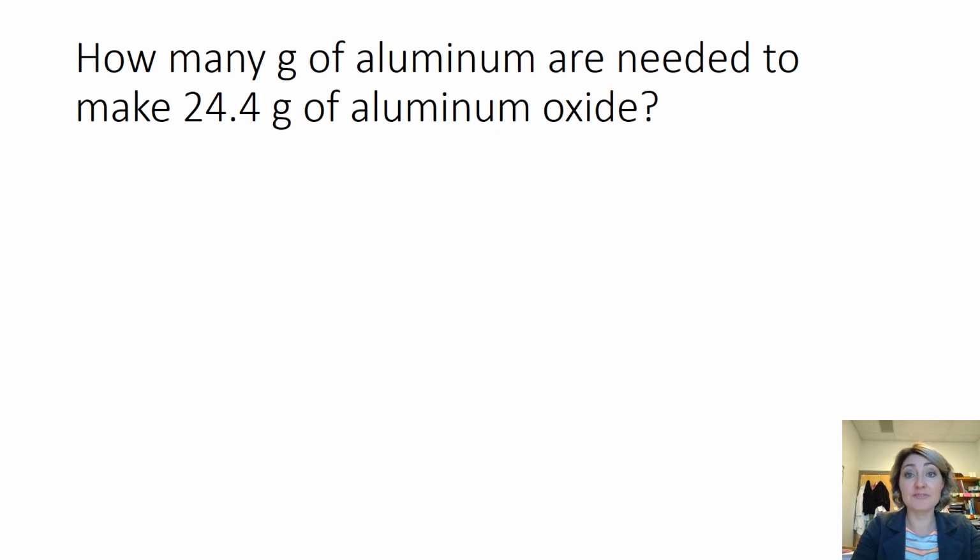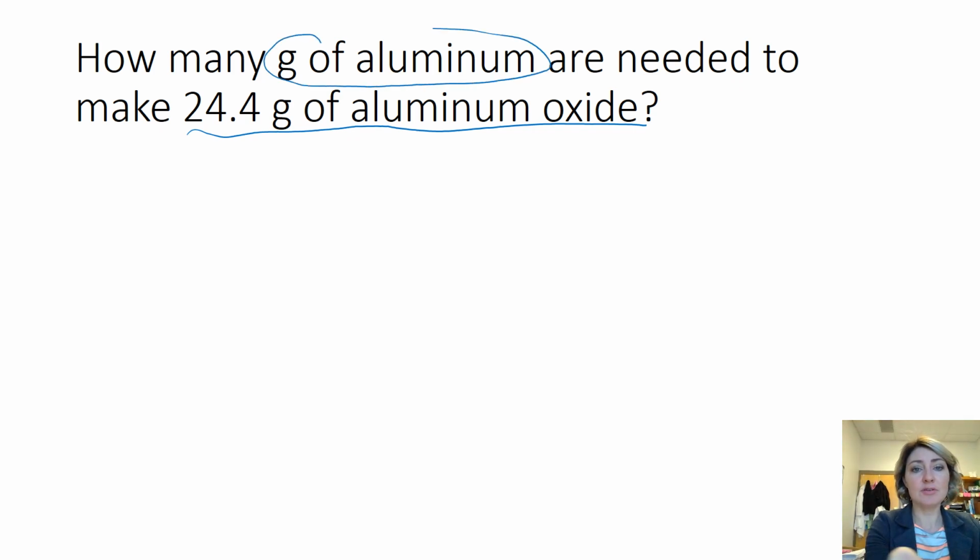So we'll start by identifying what our knowns are and what they're trying to get us to find. So how many grams of aluminum are needed to make 24.4 grams of aluminum oxide? Okay. All right. So I am looking for grams of aluminum. This is the question. Are needed to make 24.4 grams of aluminum oxide. All right, so I'm going to have to write a balanced equation.